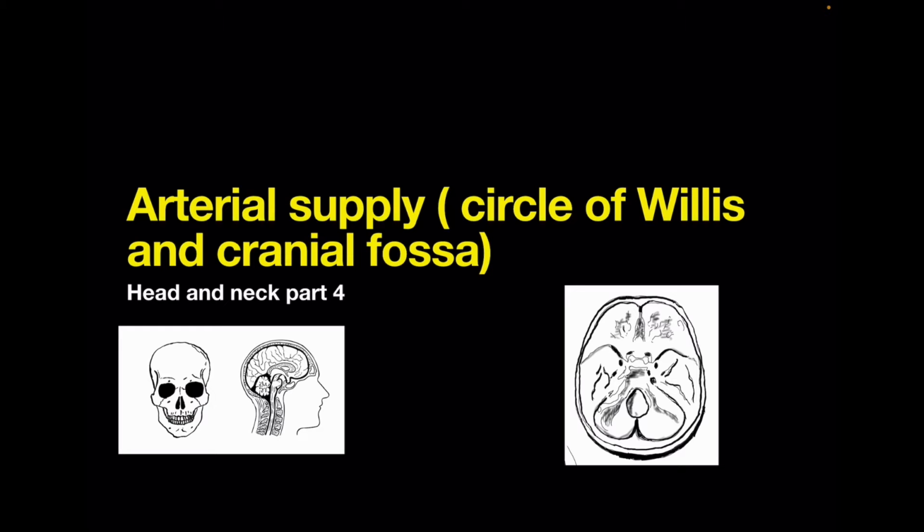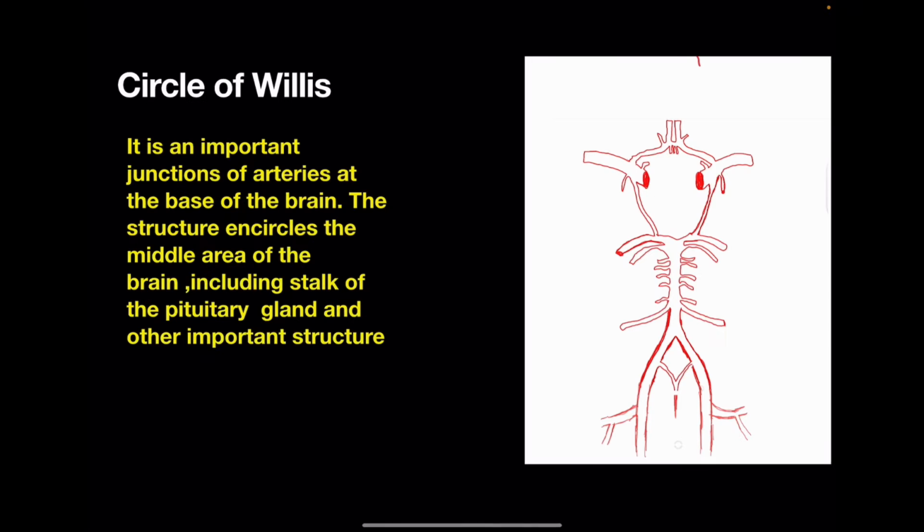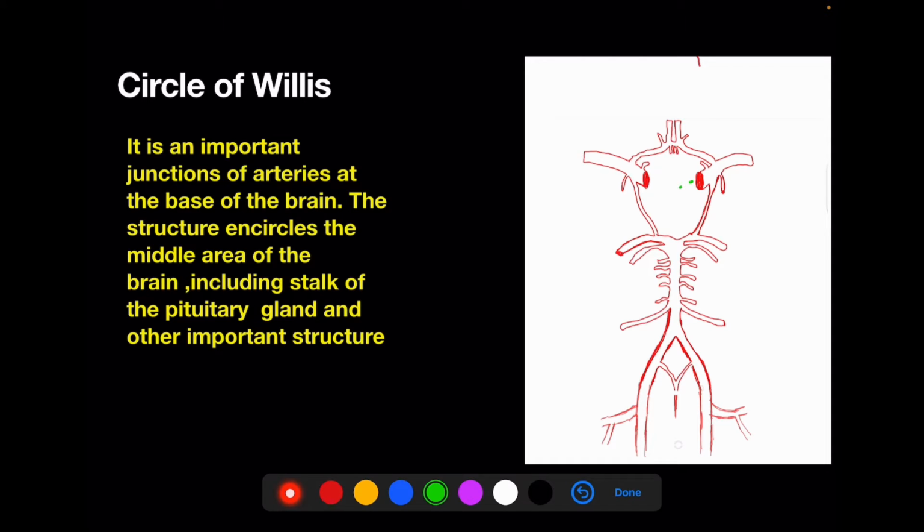Internal carotid arteries are shown here. I'm using green to mark them. These are the internal carotid arteries, and there are no branches of the internal carotid artery until you get into the skull. Here you can see some of the branches. We will discuss them later in the next slide. And the vertebral arteries are shown here at the bottom.